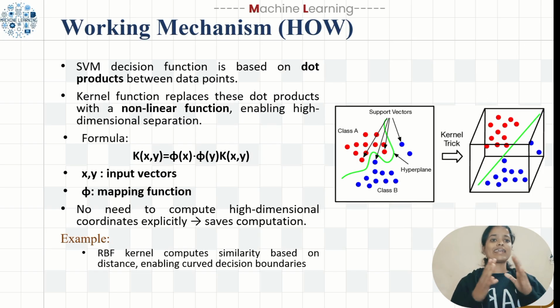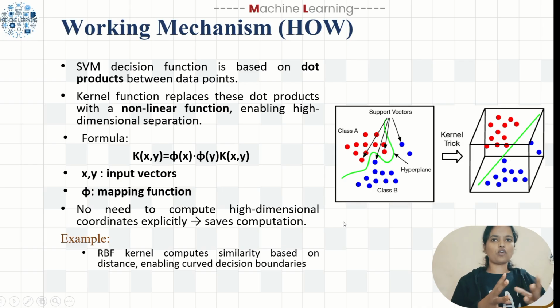Then we will see how exactly this kernel trick works to separate the non-linearly separable data and to transform the data into higher dimensional space. So SVM has a decision function which is based on dot products between data points. So the kernel function replaces these dot products with a nonlinear function, enabling higher dimensional separation. As you can see in the diagram, the SVM has a hyperplane which separates class A and class B. But using the kernel trick, we transform the data into higher dimensions, and using a simple hyperplane, the data is separated into two classes.